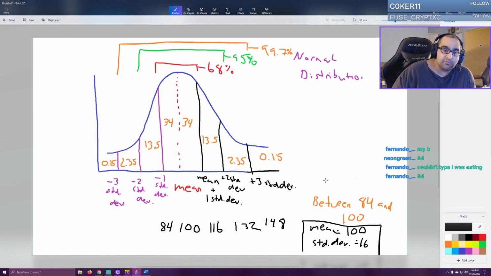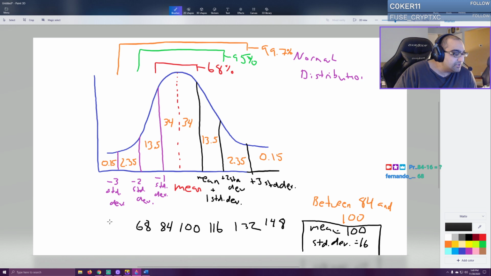So it's kind of like you need to visualize here. 84 minus 16, what's that? We'll go to minus 2 standard deviations. What's that? 68? Good. That's minus 2 standard deviations.